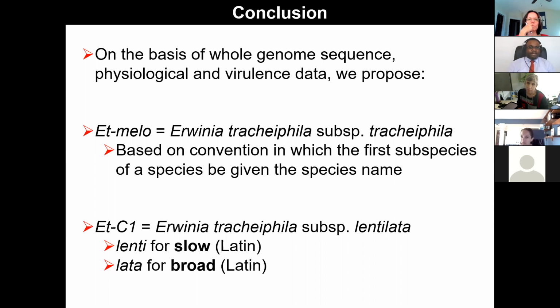But pathovar is probably not as relevant to these strains, because pathovar is more genetic. We probably don't have enough information about the host-pathogen interaction at the molecular level to warrant saying these strains are going to be delineated as pathovars. So there are no pathovars for Erwinia tracheiphila, but we are proposing a subspecies delineation based on the differences we currently have.